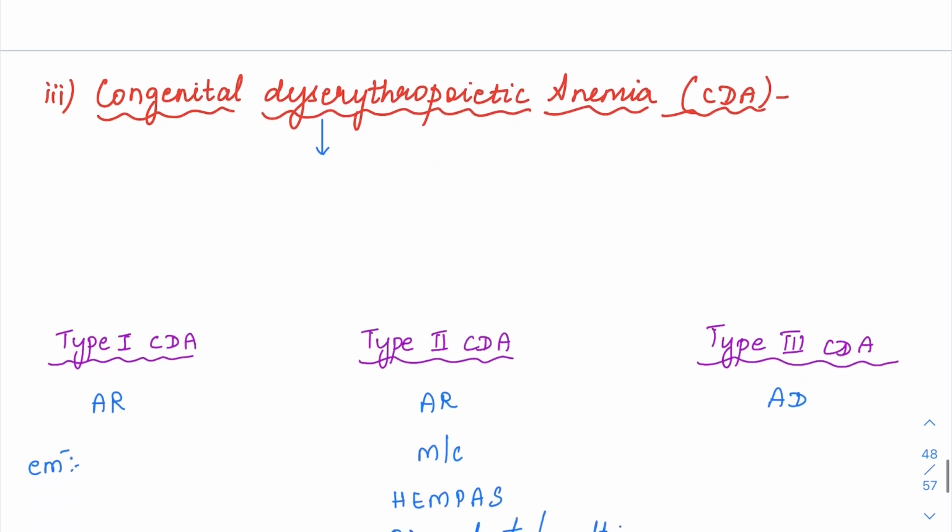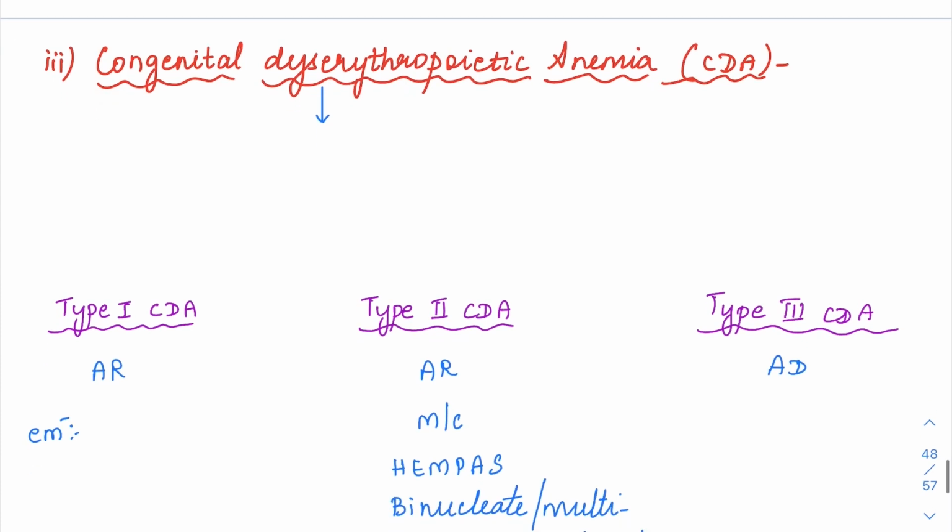So the third one will be congenital dyserythropoietic anemia. As the name suggests, it is going to be a congenital cause, and it is going to result in anemia, and there is going to be dyserythropoiesis. Because of this dyserythropoiesis, there is going to be a decrease in the reticulocyte count.